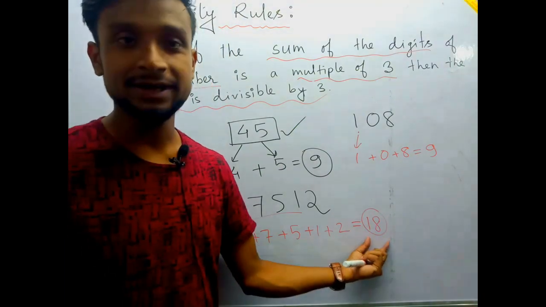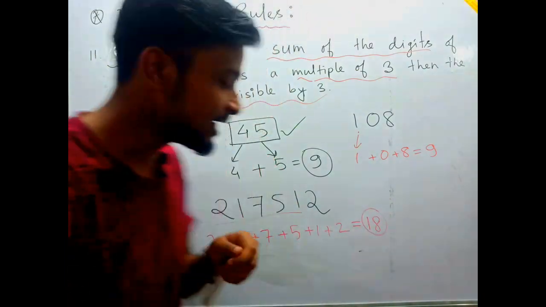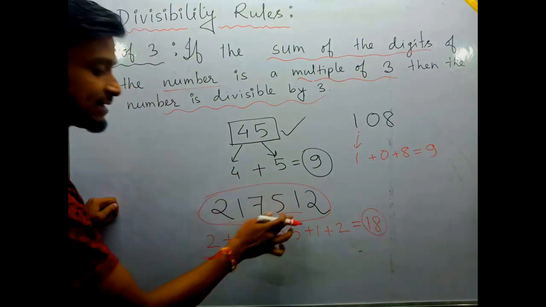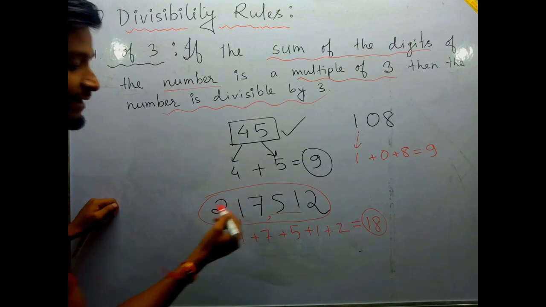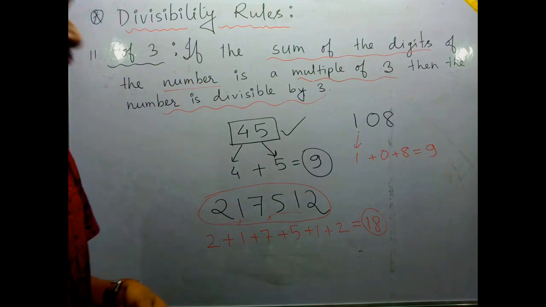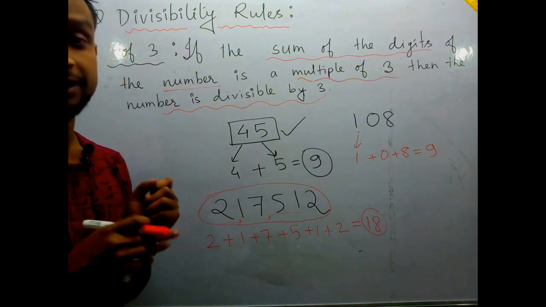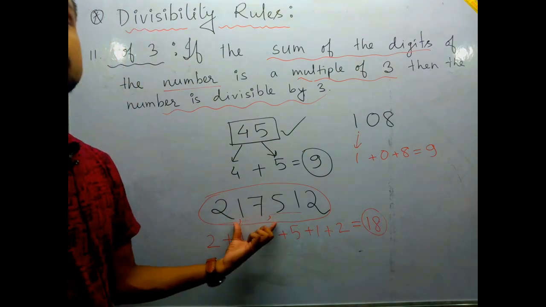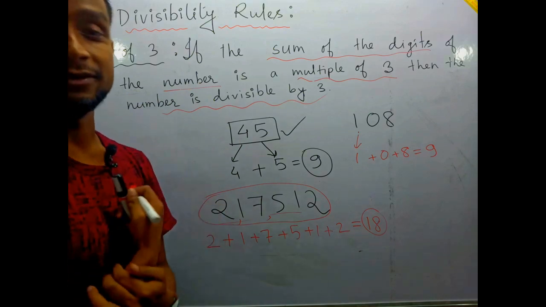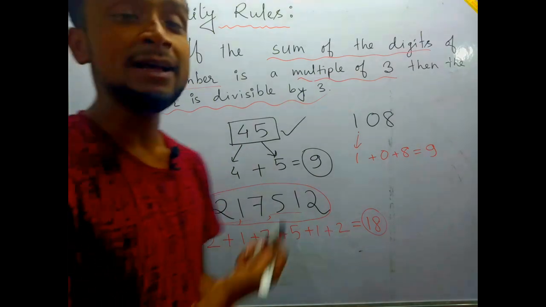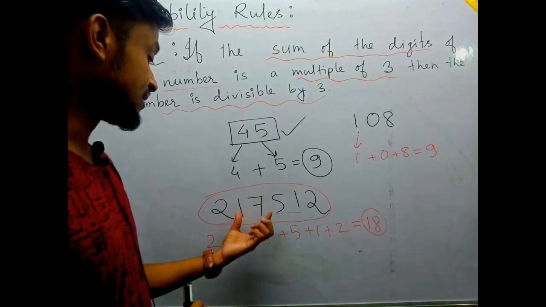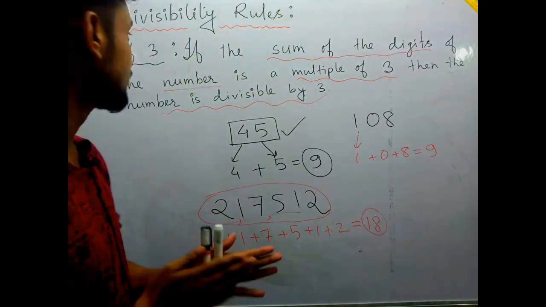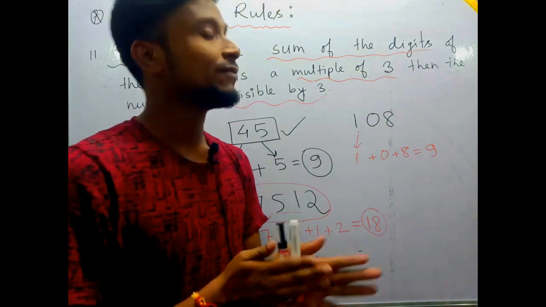18 is a multiple of 3, so you can directly say that 3 will also be a factor of this number. That means 2,17,512 has 3 as a factor. If we divide this number by 3 exactly, the remainder is 0.